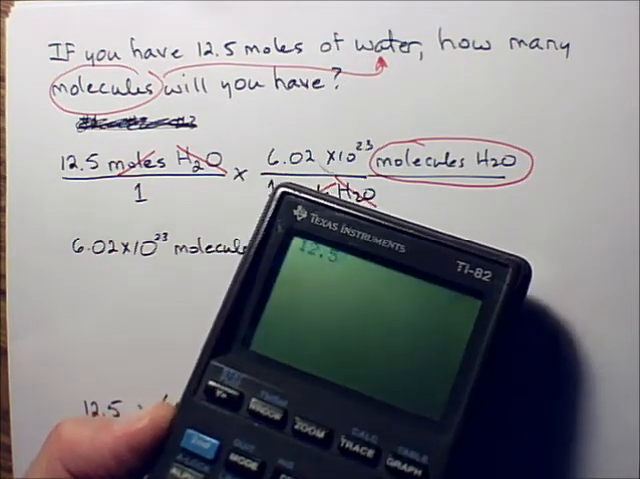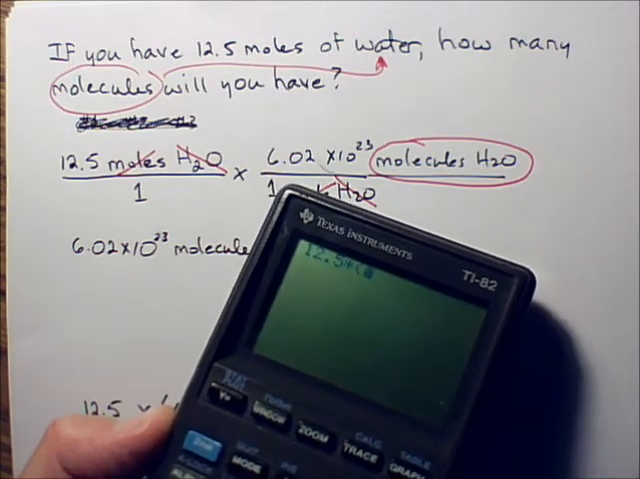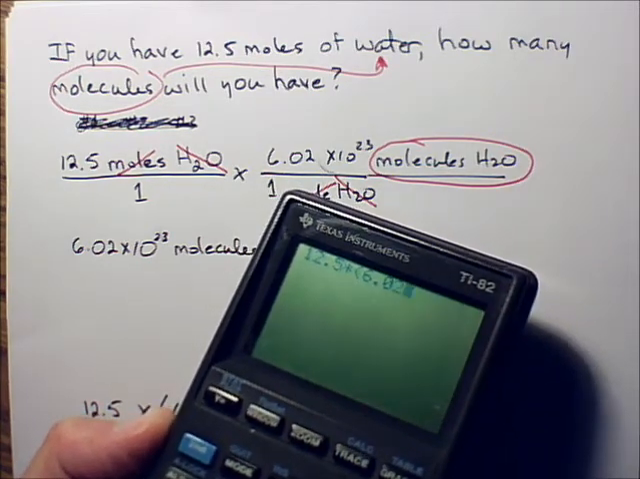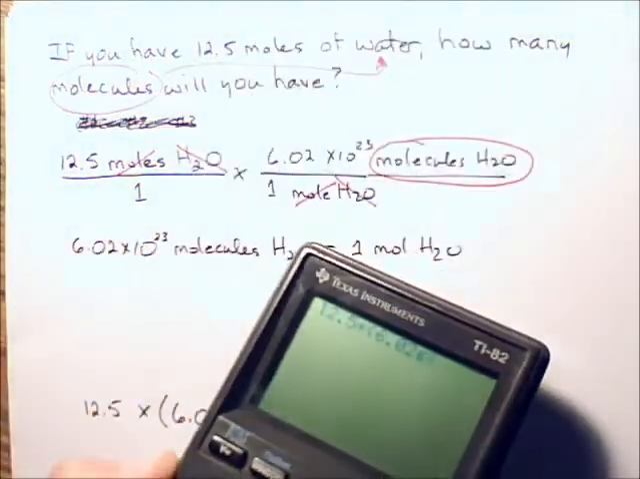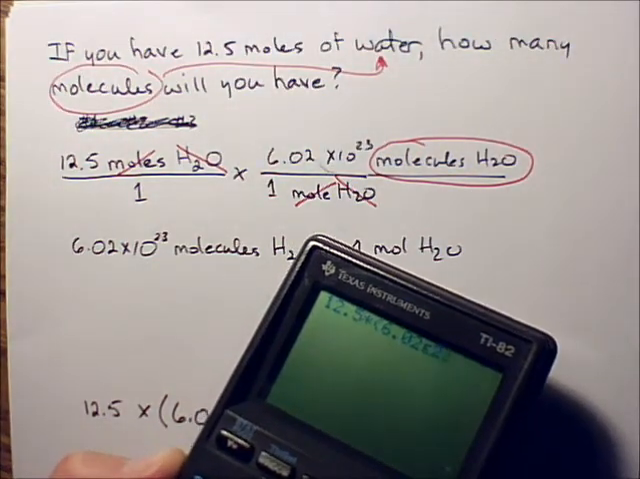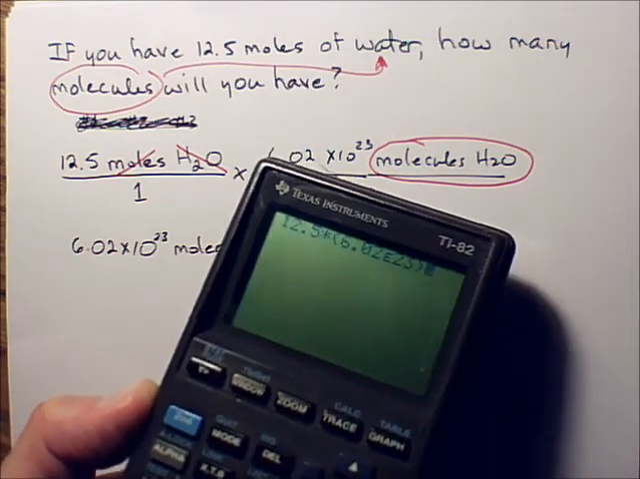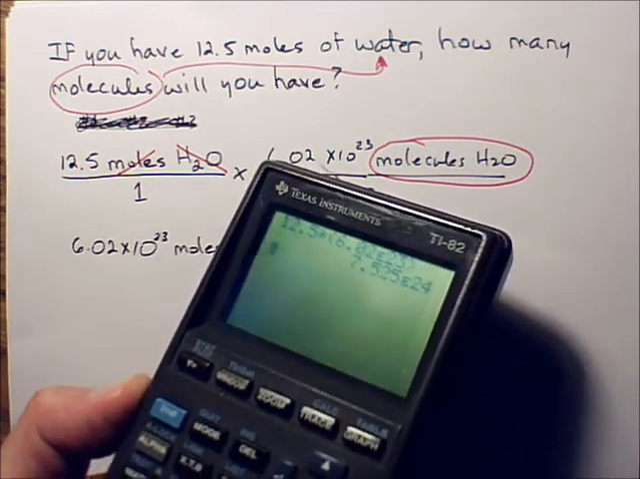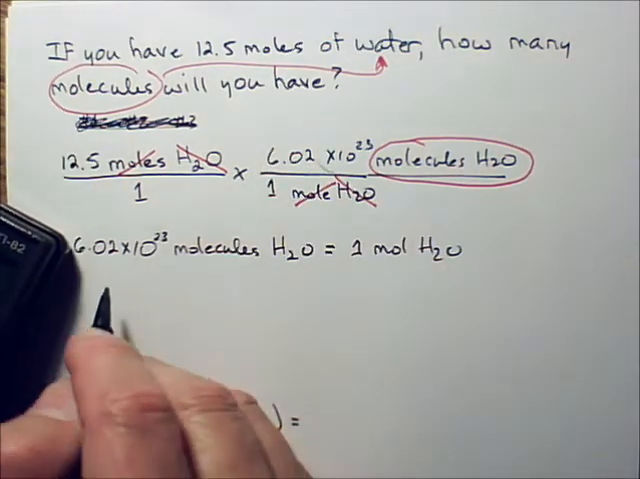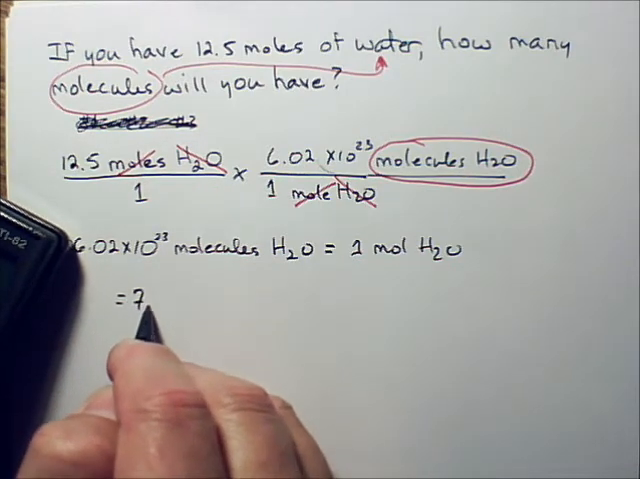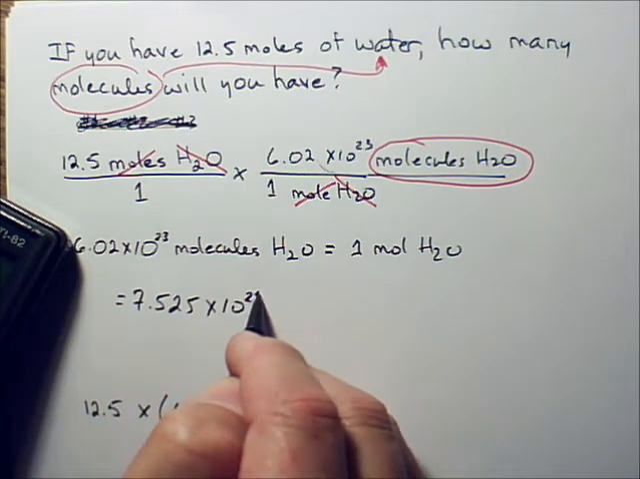12.5 times, open my parentheses to keep the operations separate, 6.02. I'm going to use my exponent double E button here. And put in the number 23 for the 10 to the 23 part. Close my parentheses. I've got the order of operations all set up. Hit enter. And that's the number that I get. So this is going to equal 7.525 times 10 to the 24th power.